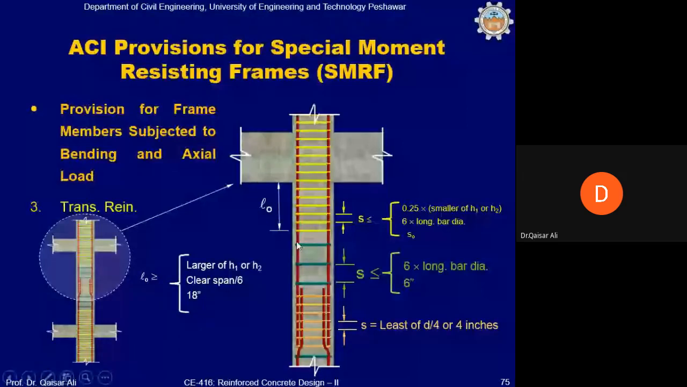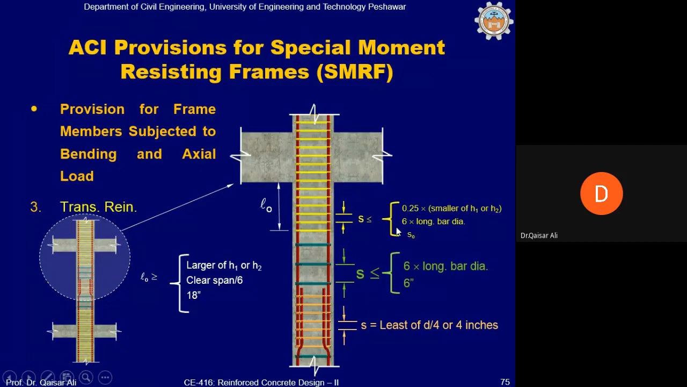Whatever L0 is obtained from this, the highest value of that shall be used for the value of L0. Let's say the value of L0 comes out to be 2 feet. So within this 2 feet distance from the bottom of the beam, the ties shall be provided according to this criteria.